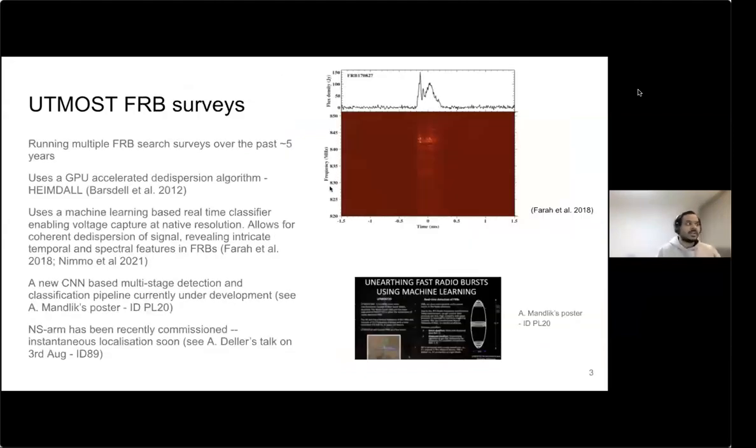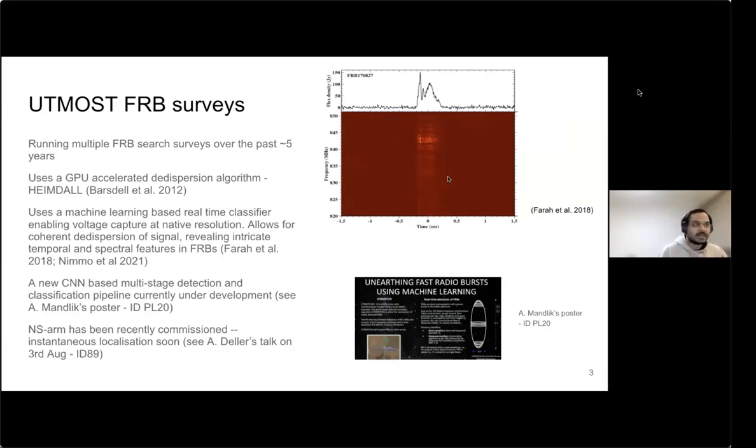It has been running multiple FRB search surveys over the past 5 years. We use a GPU-accelerated dedispersion algorithm known as Heimdall, and we also use a machine learning-based real-time classifier, which enables voltage capture at native resolution. If you have been listening to the last 2 talks, I don't have to convince you that having access to native voltage resolution data is extremely valuable. It allows us to coherently dedisperse the signal, which reveals the intricate temporal and spectral features in FRBs.